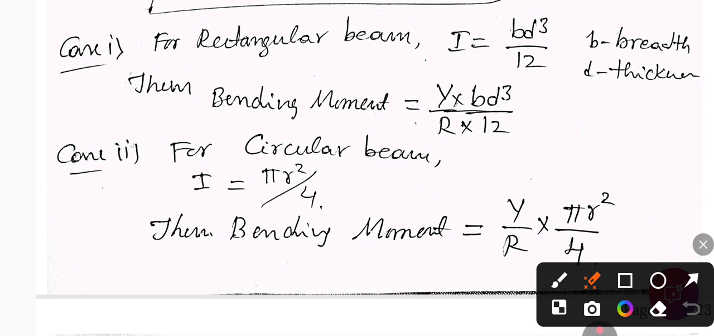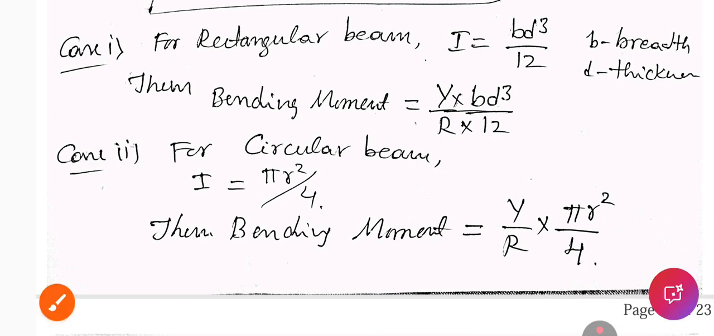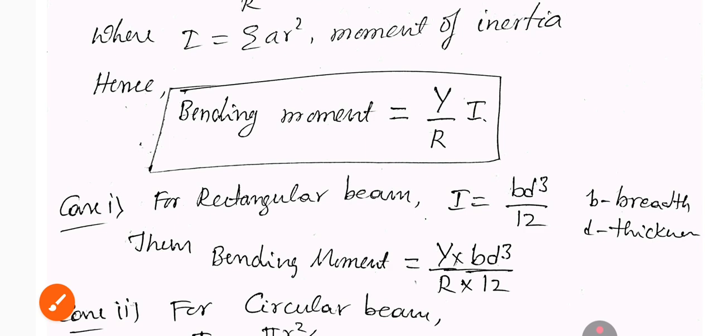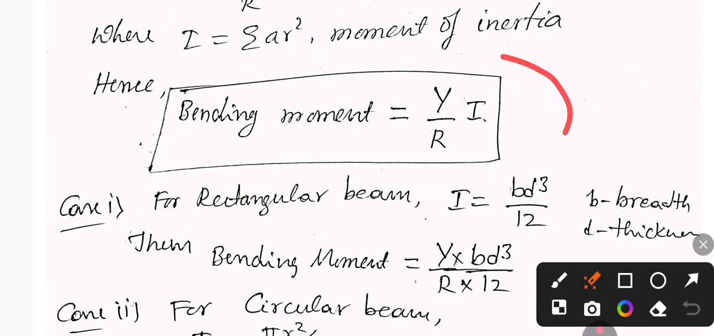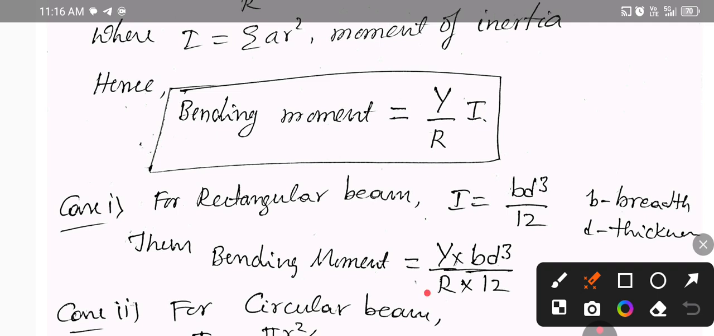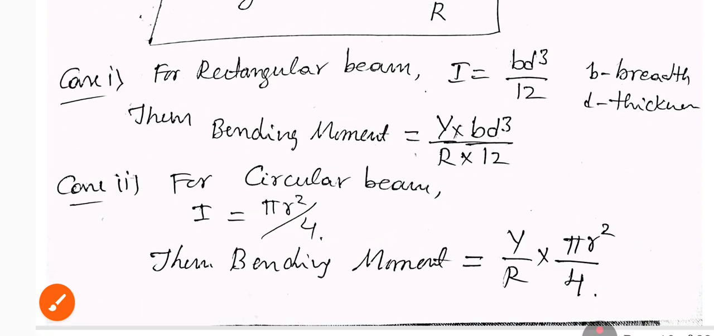In the exam, it may be asked: what is the bending moment of a beam, or derive an expression for bending moment. This is the expression, Y by R into I. But if asked to calculate for the rectangular beam and circular beam, you should write these two expressions for the bending moment.